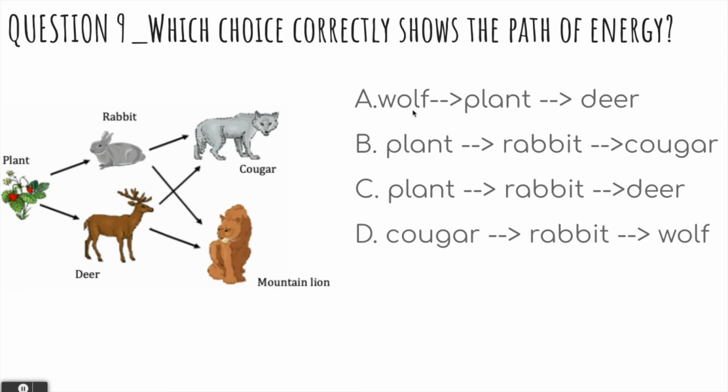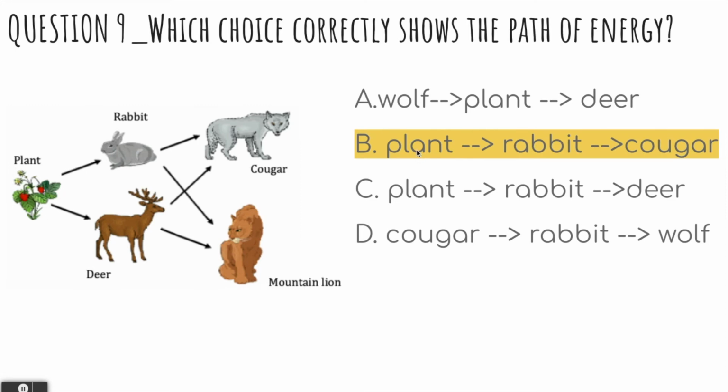Is it A, wolf, plant, deer? Is it B, plant, rabbit, cougar? Or is it C, plant, rabbit, deer? Or is it D, cougar, rabbit, wolf? Share your thinking on Edpuzzle now.